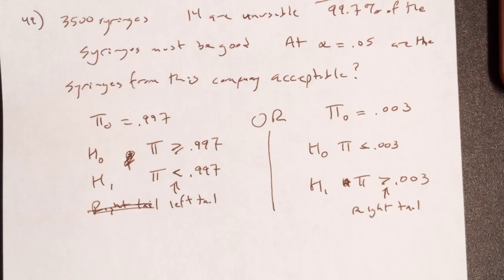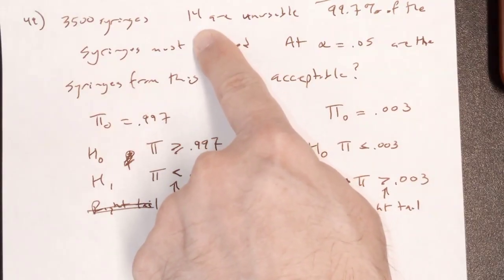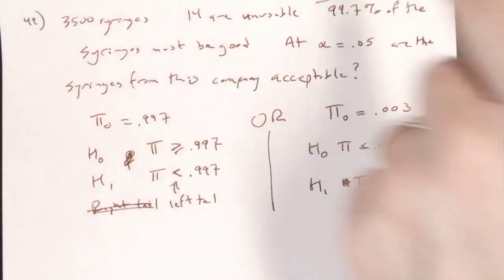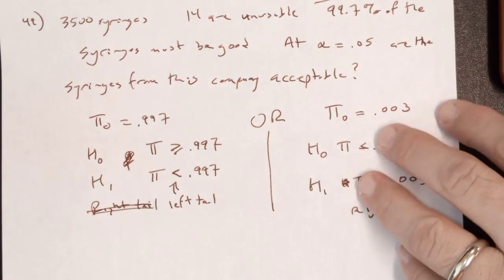But look at the numbers they gave me. They gave me 3,500. What letter goes with that number? Out of all the different letters we have in our formulas up above, what letter goes with that 3,500? N. Which makes this what? But if that's X, then I'm counting bad syringes, right? And that means I'm over here.